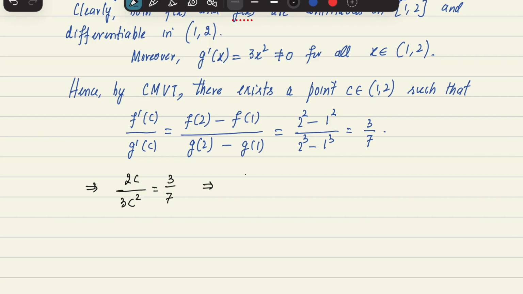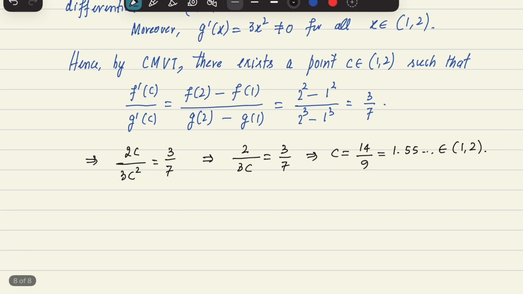So now this implies 2 divided by 3c is equal to 3 divided by 7. So this implies c is equal to 14 divided by 9. And we can see 14 divided by 9 is equal to 1.55, which is clearly a point which belongs to the open interval 1, 2. So therefore we have found a value of c which is equal to 1.55, which belongs to the open interval 1, 2, which is the point given by the Cauchy's mean value theorem.